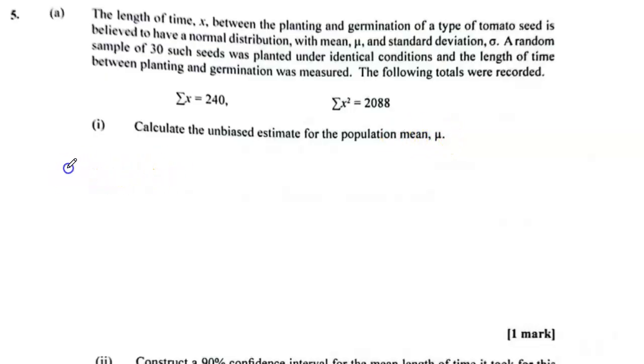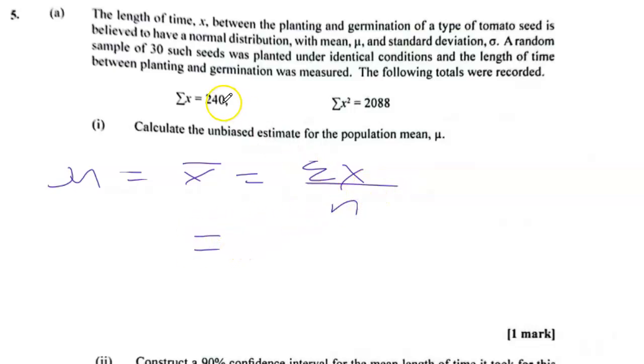So the unbiased estimate would be the same as x bar, and x bar is sum of x over n, and sum of x is 240. N is 30. So 240 divided by 30, that's 8.